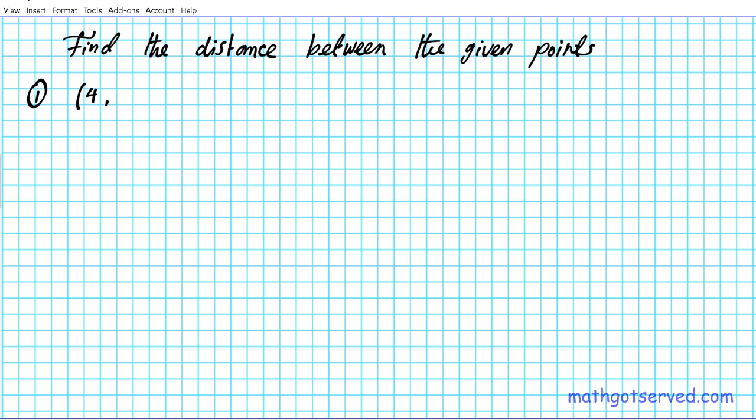4, -1, and 4, 3. Let's go ahead and find the distance between these 2 points right here. We're going to make use of the distance formula. Now, there are different ways to find the distance between 2 points. With a certain kind of configuration, it will sometimes be quicker to just sketch the graph of the points, and then you can easily determine what the distance is. But in other cases, it's not that easy.